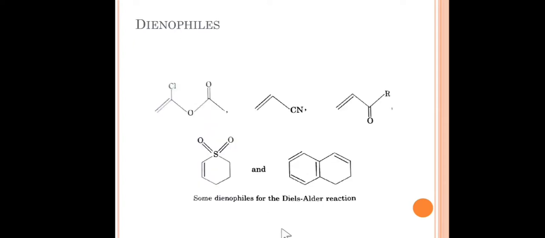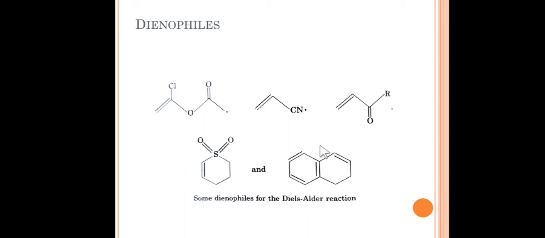So friends, let's see what the dienophiles are. A dienophile is a simple double bond containing an electron withdrawing group. So the electron withdrawing group may be CN or COCH3 or COOAr or simply CHO. So these types of dienophiles we commonly see in the Diels-Alder reaction.